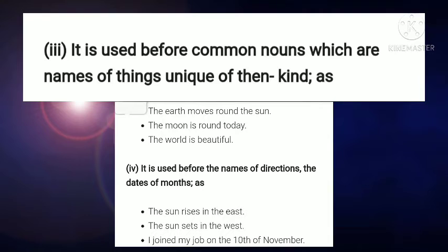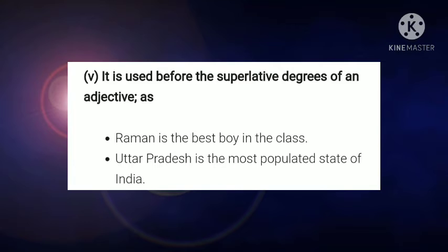And also when it refers to dates or months, for example 10th November, so I joined my job on the 10th November, 10th of November. So see the fifth condition. It is used before the superlative degrees of an adjective.